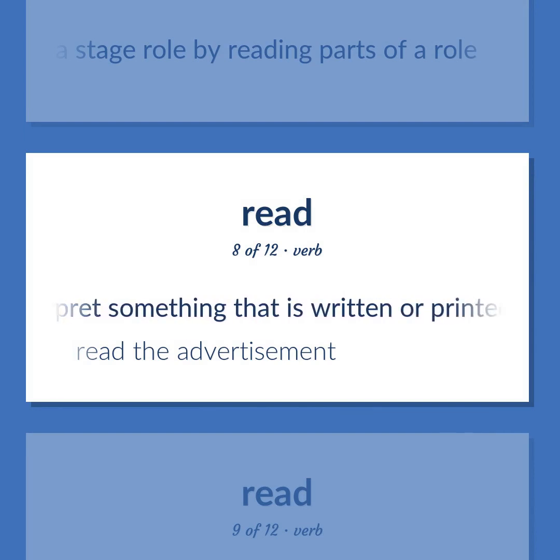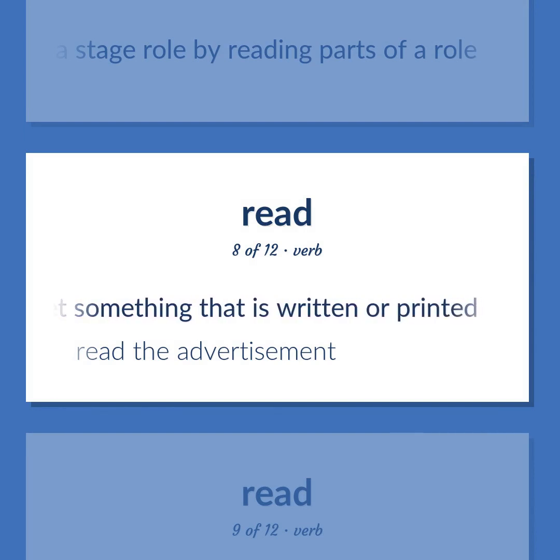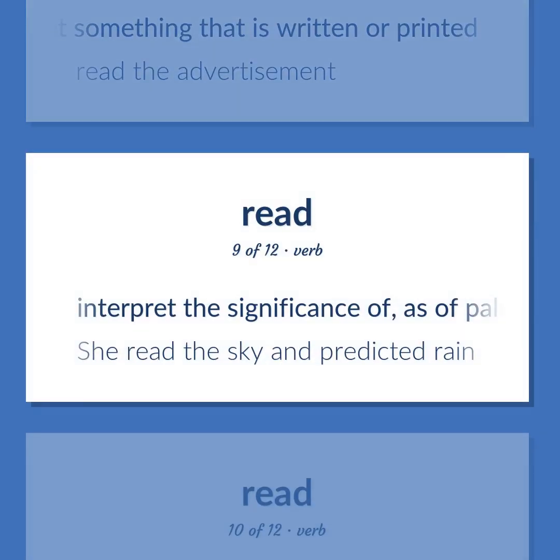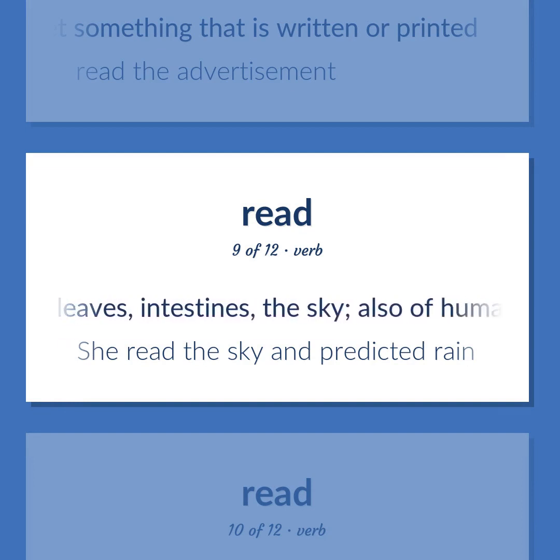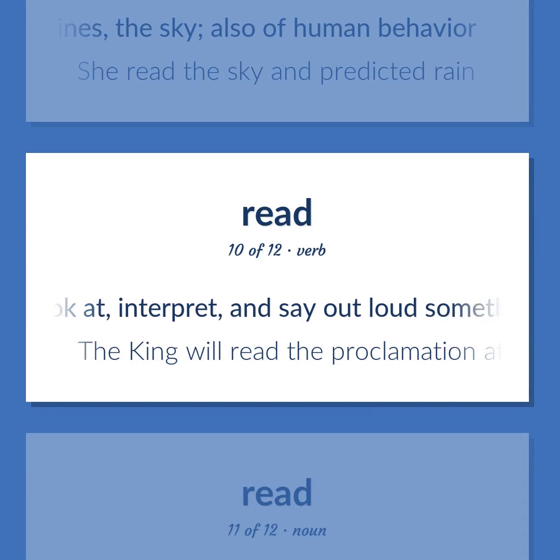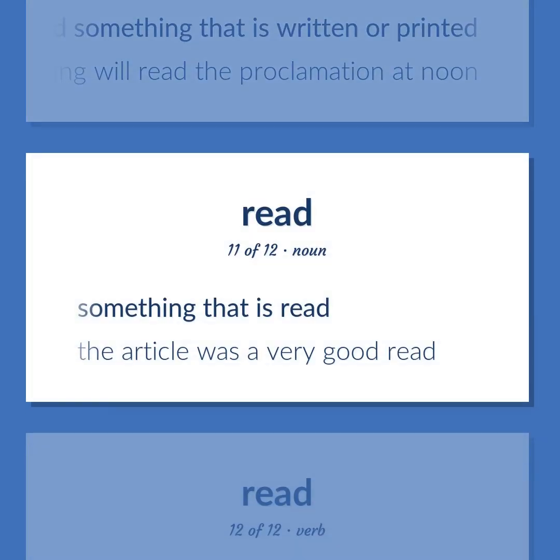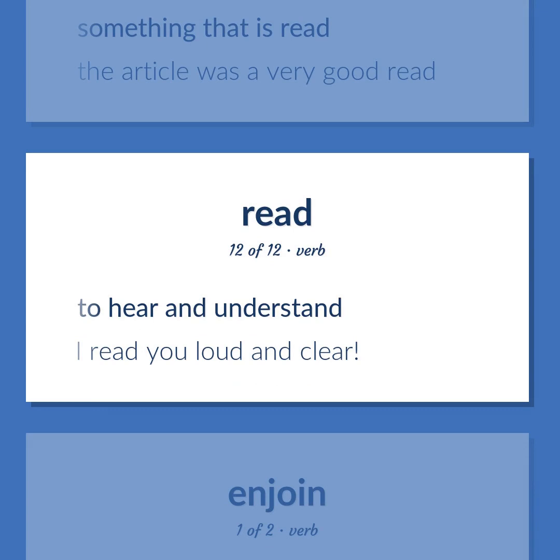Interpret something that is written or printed. Read the advertisement. Interpret the significance of, as of palms, tea leaves, intestines, the sky, also of human behavior. She read the sky and predicted rain. Look at, interpret, and say out loud something that is written or printed. The king will read the proclamation at noon. Something that is read. The article was a very good read. To hear and understand. I read you loud and clear.